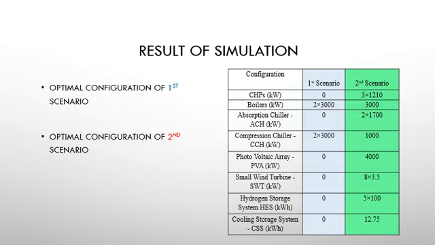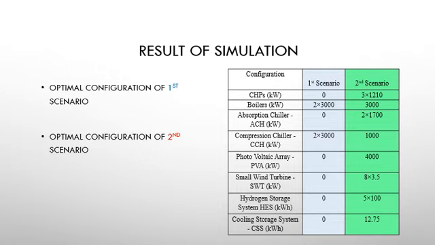The optimal configuration of the microgrid in the first scenario is two boilers whose capacity is 3000 kilowatts, and two compression chillers whose capacity is 3000 kilowatts, which is equal to 850 tons of refrigeration.